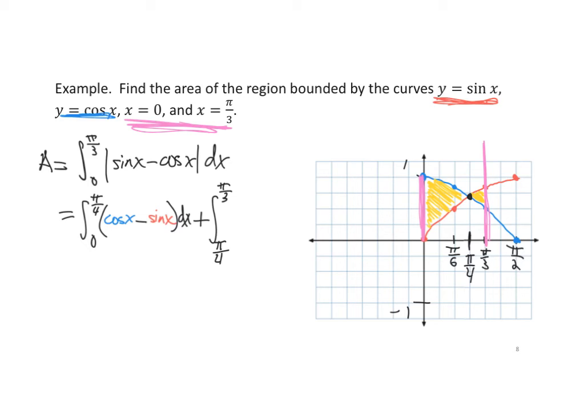So let's see, what about the second integral? It'll be something dx, the difference of two functions. And in that part from pi over 4 to pi over 3, we have to do sine x minus cosine x, because in that part, sine x is the top function and cosine is the bottom function.